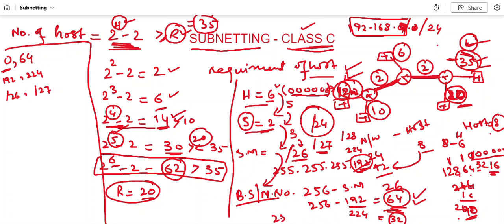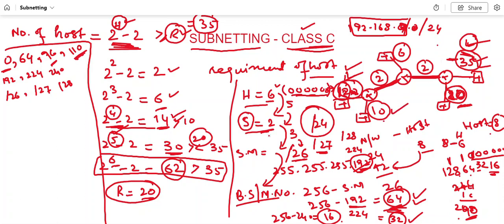So we will subtract 256 minus 240, that will give us the value 16 here. So the block size is 16. Now 64 was the previous network, and we have calculated the previous block size 32. So 64 plus 32, that is 96, and the next network will be 96 plus 16, that is 112. For this network the subnet mask is /28 or 240, and for the next network we will calculate this one.